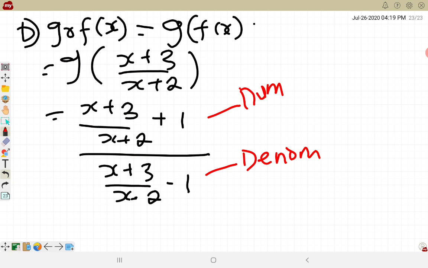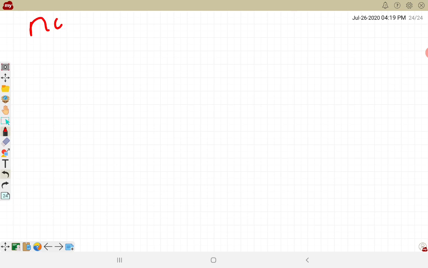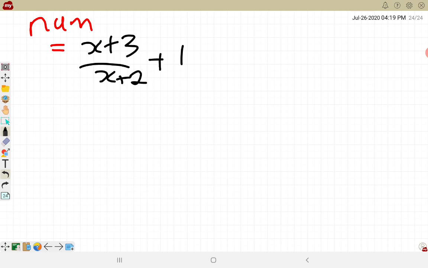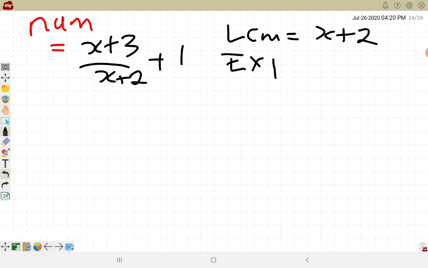So we take it one at a time. Taking the numerator first, we have numerator equal to x plus 3 over x plus 2, plus 1. So the lowest common multiple goes to x plus 2. So express as a single fraction.